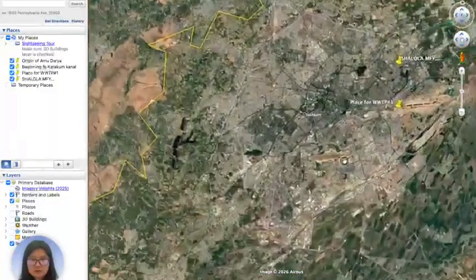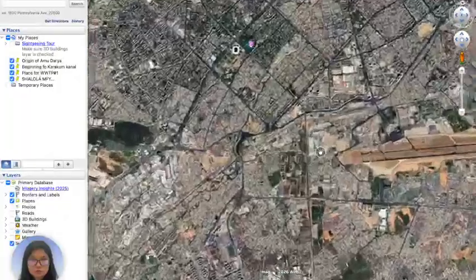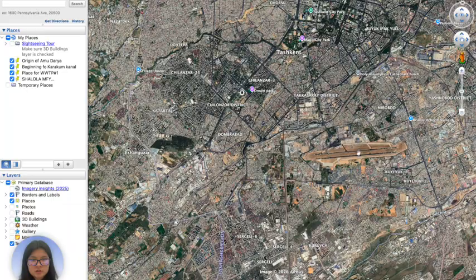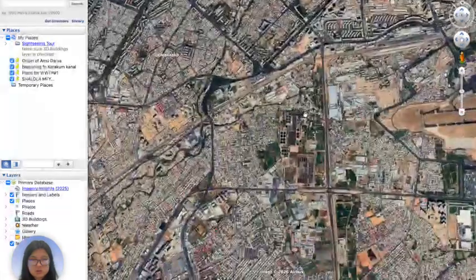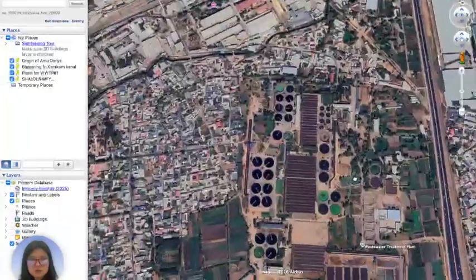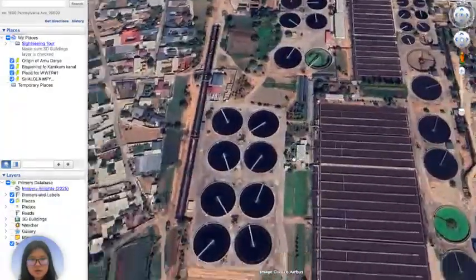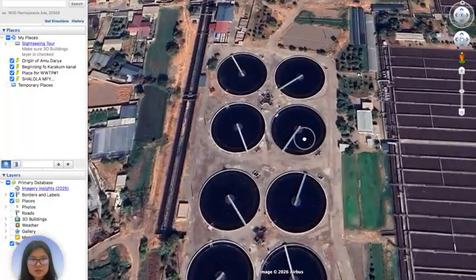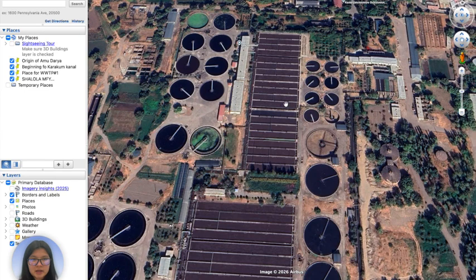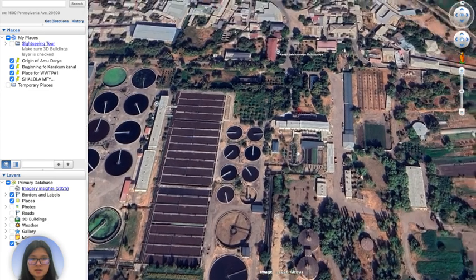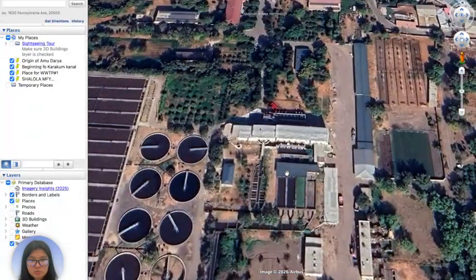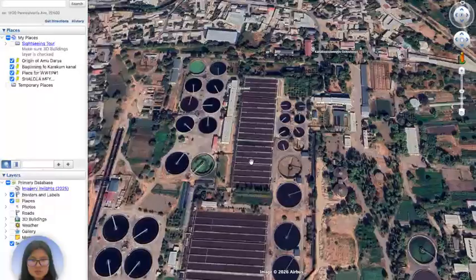So where is the wastewater treatment plant? Do you know where the airport of Tashkent is? Here is the airport, and the wastewater treatment plant is just near that airport. You see, here are our secondary and primary clarifiers. Here are the aerobic treatment plants, like aeration tanks. Here you have your screens. Here is the grit removal place. So you have everything here.